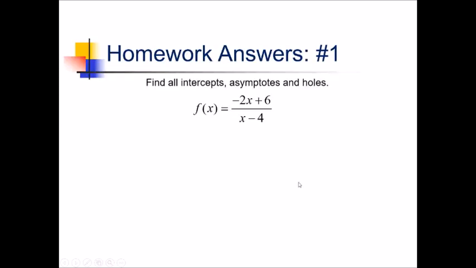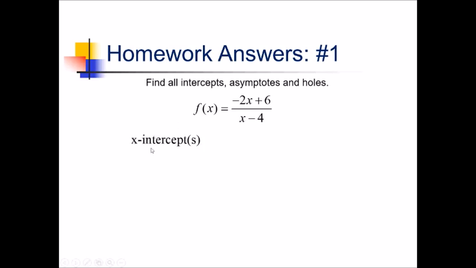For this problem, we're trying to figure out all the intercepts, asymptotes, and holes for this rational function. Normally I would factor the numerator, but it's not really necessary because I can see pretty quickly I'm not going to be able to reduce this at all, even if I do factor it. So we're just going to move straight ahead with analyzing everything.